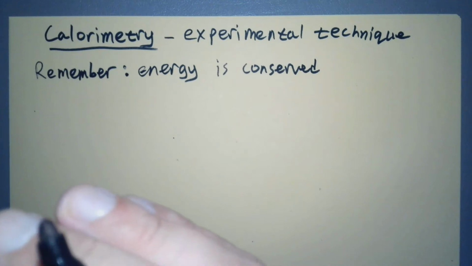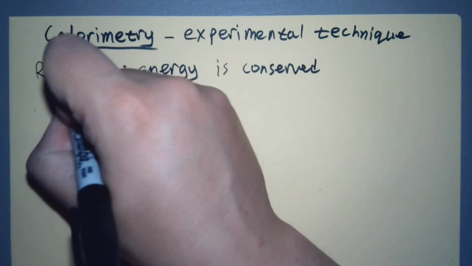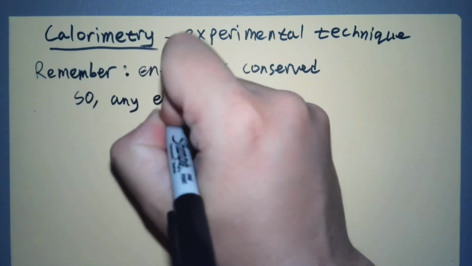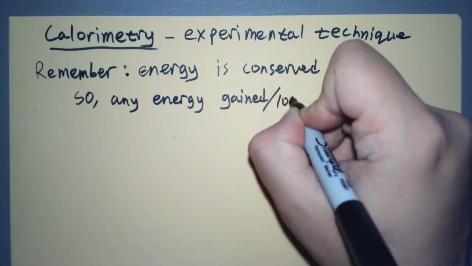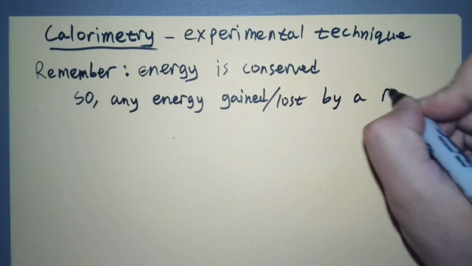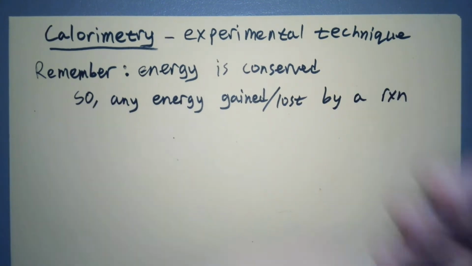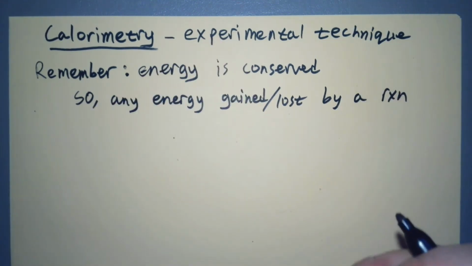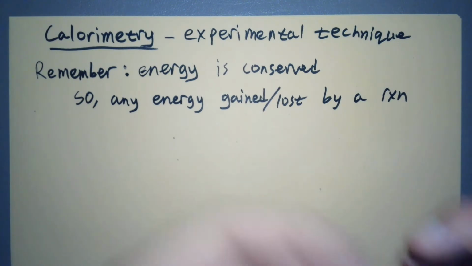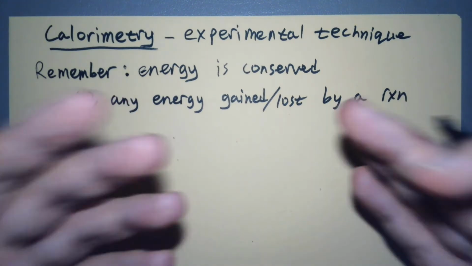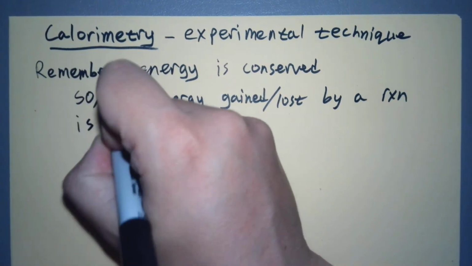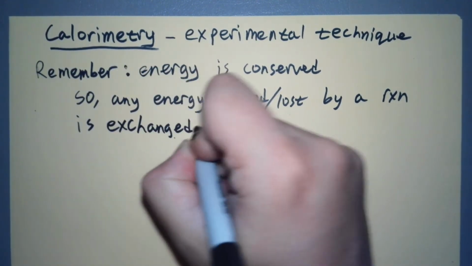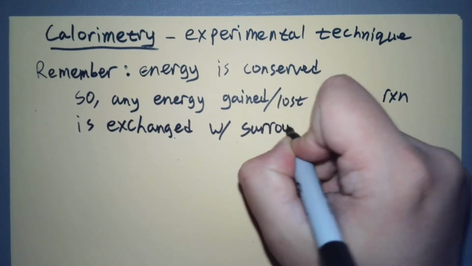So it's any energy gained or lost from a reaction, say, well, where does that energy go? Or where does it come from? If it gains energy, where did it take the energy from? If it loses the energy, where did it go? It doesn't just disappear into nothing or appear out of nowhere. It gets dumped into the surroundings or taken from the surroundings. So it is exchanged with the surroundings.